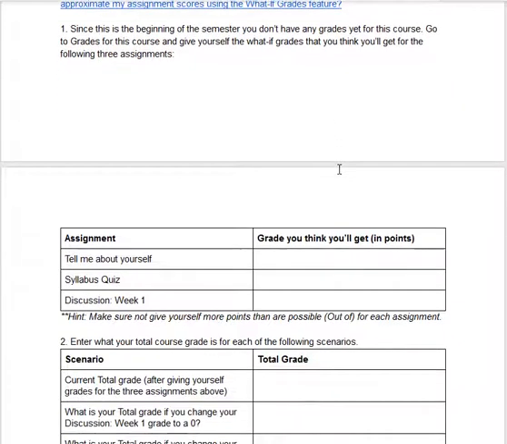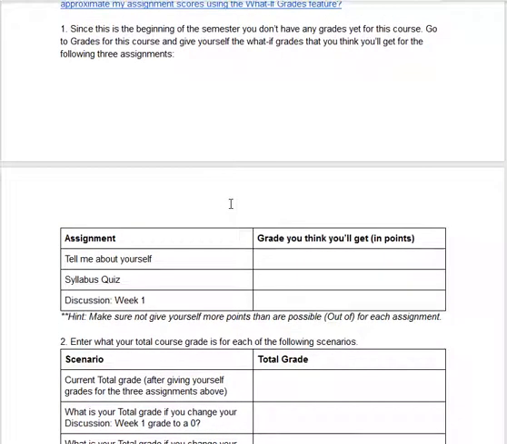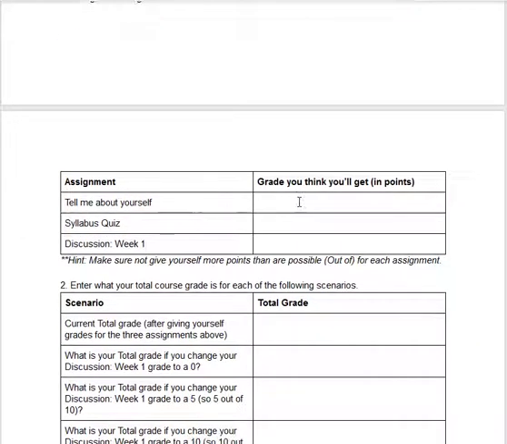So the next part is, hopefully you're doing this at the very beginning of the semester so students don't have any actual grades yet for the course. So what I did is list my first 3 assignments for the course and then have the students go in using the what if grades and say what grade they think they're going to get in points for each of these 3 assignments. And then I also say, hint, make sure not to give yourself more points than are possible. Otherwise we're going to get into extra credit and that's a whole different video.